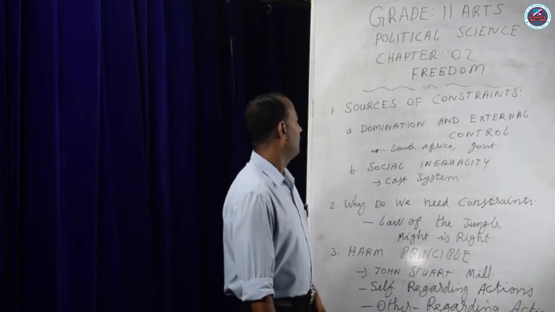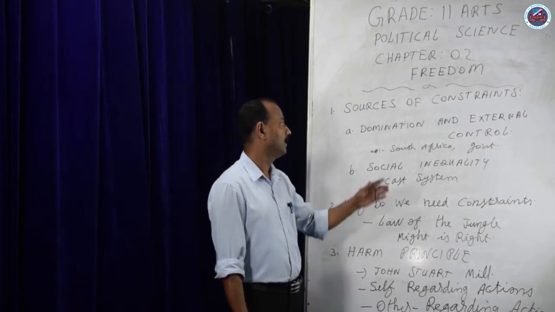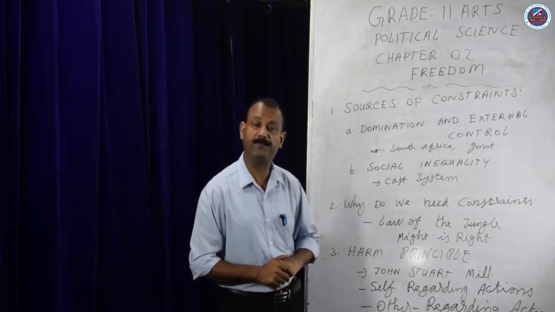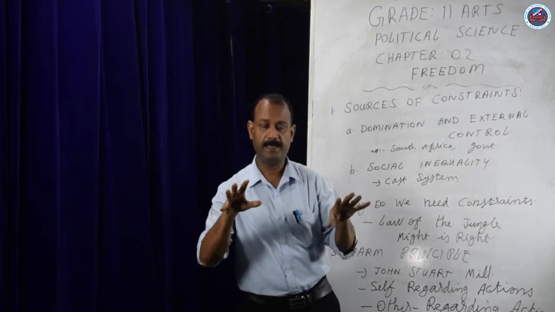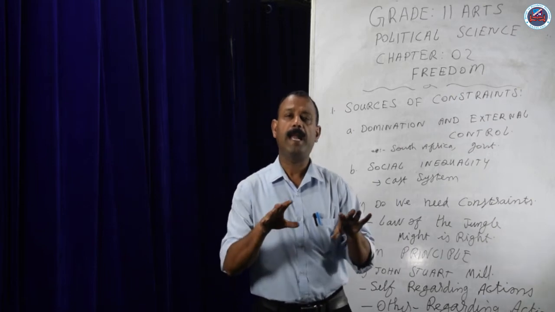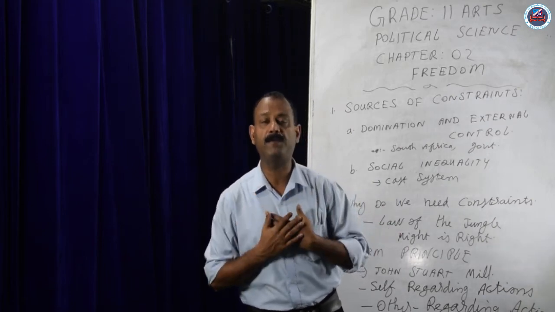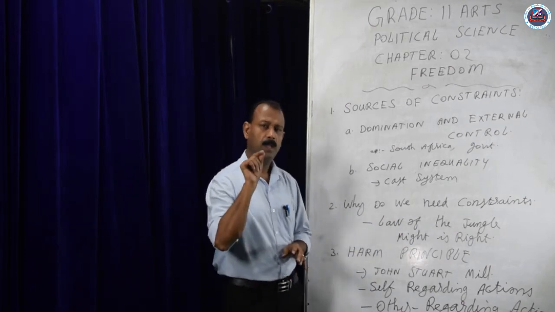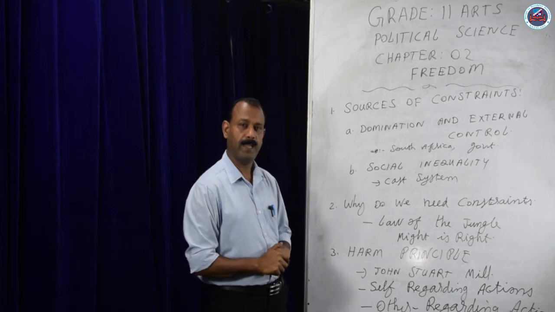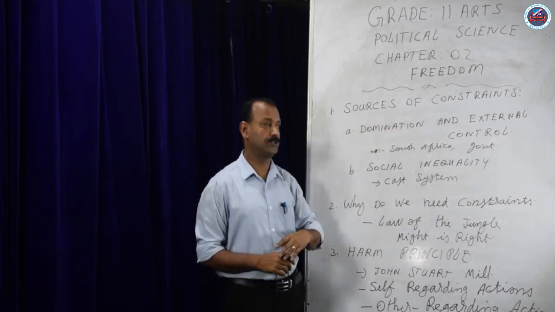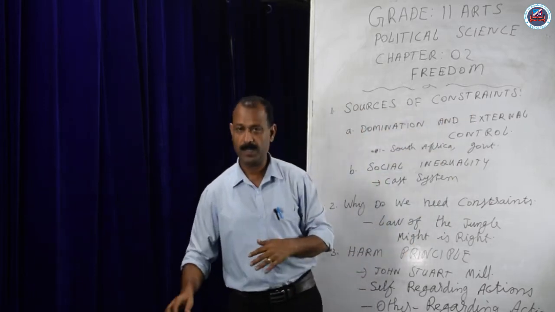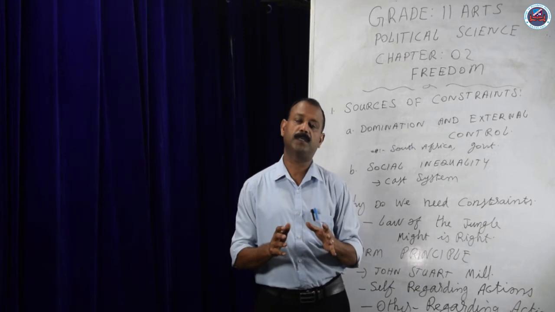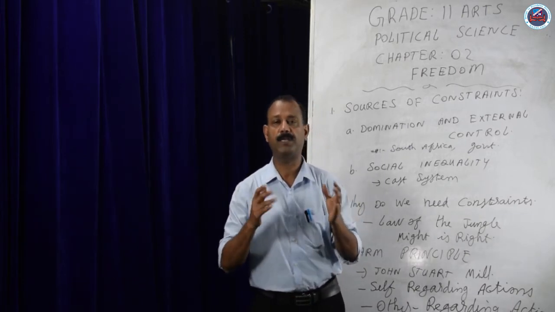Well, students, so far we have learned the meaning of freedom and the leaders who fought for getting freedom. So we have learned that freedom refers to an atmosphere where every individual can develop himself or herself into full-fledged human beings. Now we shall learn another topic, and the topic is sources of constraints. I have already told you the meaning of constraints. Constraints means restrictions or limitations in our lives.